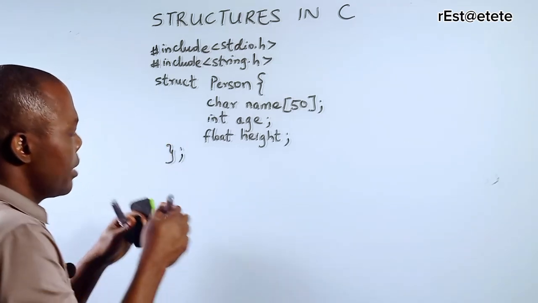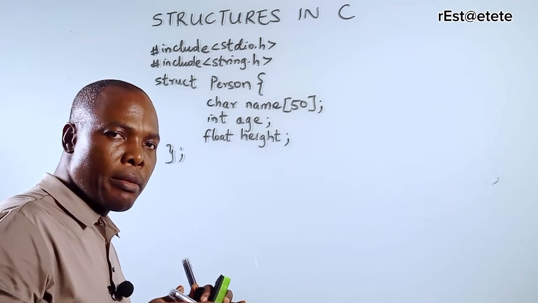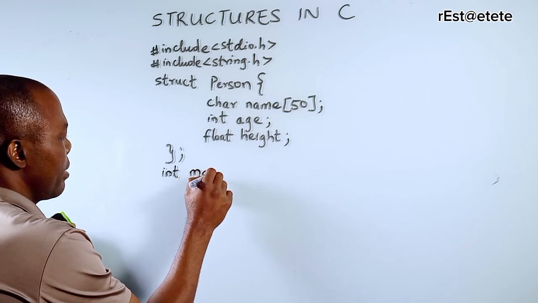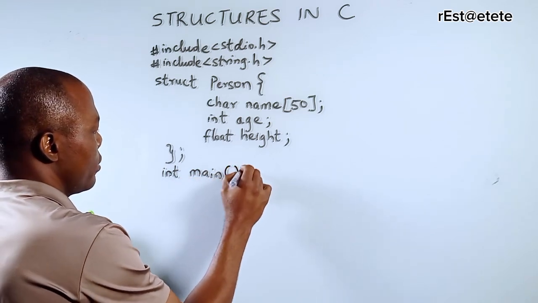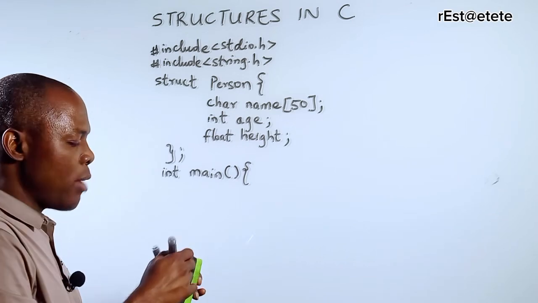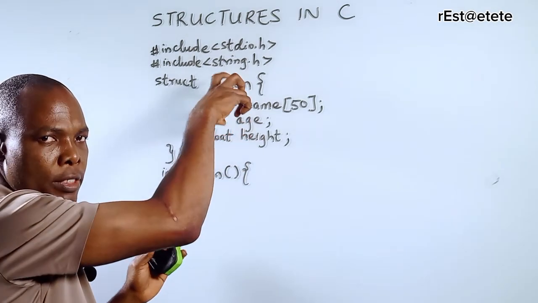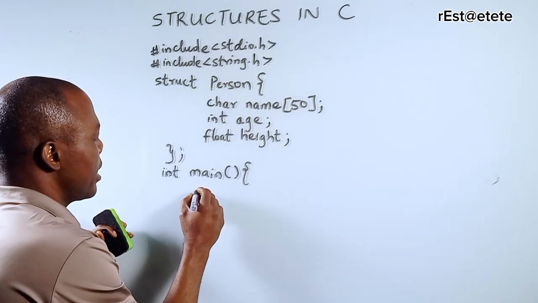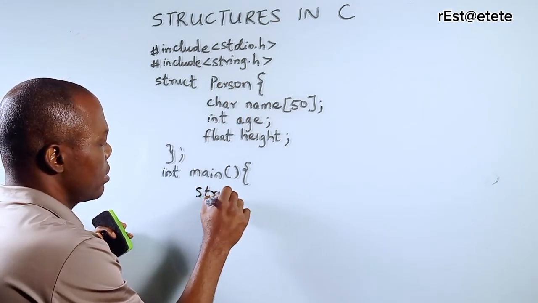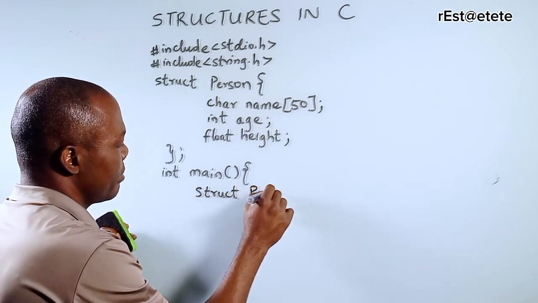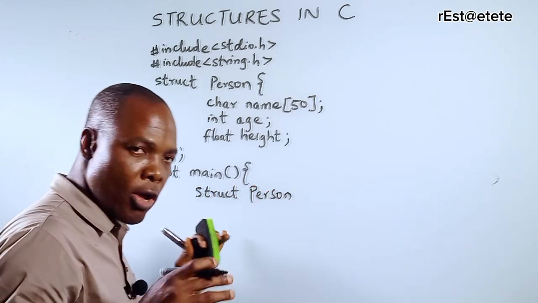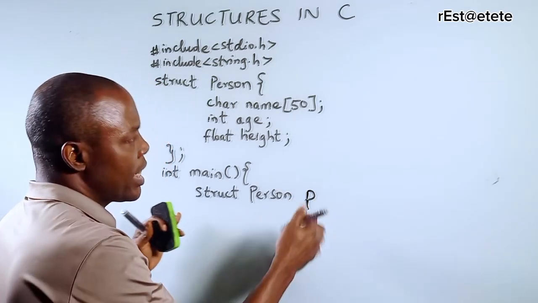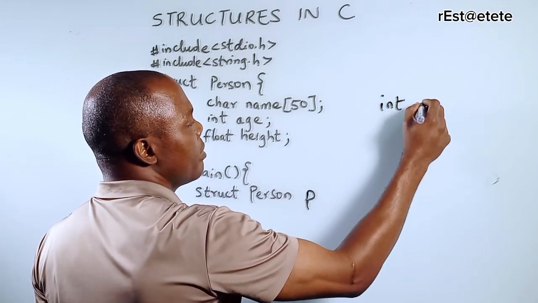It's a statement. Now I am going to bring in my main function. So I will say int main function. Inside my main function, I will create the object for this structure. To create the object, so this is a data type. So I will say struct person. Then the object will be what? I will just call it P. So this is like saying int P.